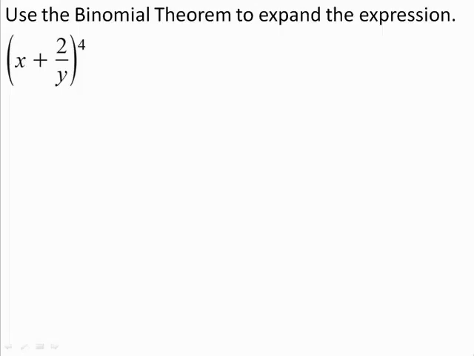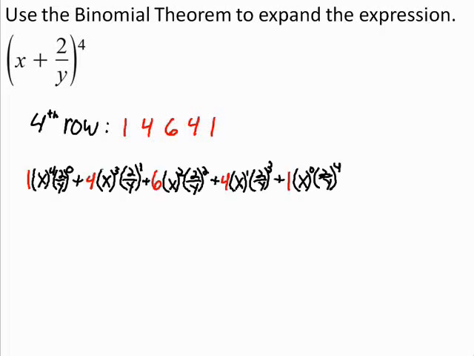Use the binomial theorem to expand the expression (x + 2/y) raised to the 4th power. Start by finding the 4th row of Pascal's triangle. The 4th row is 1, 4, 6, 4, 1. The expansion is as follows.